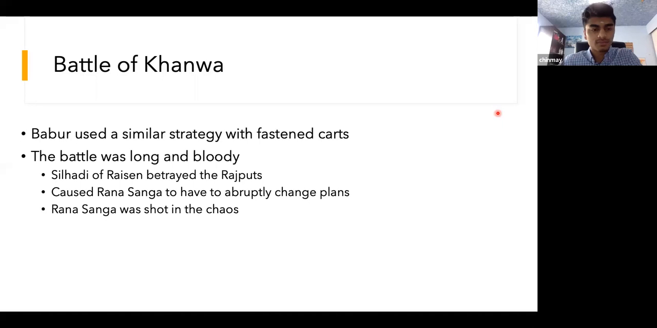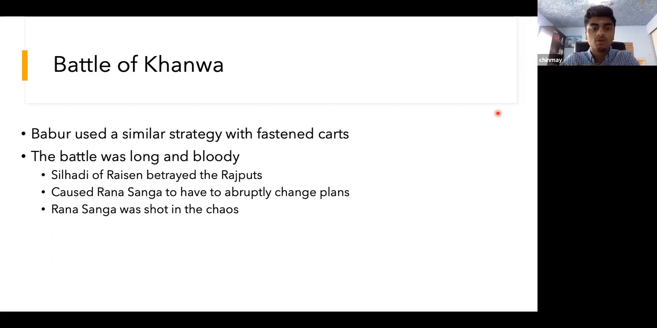For the Battle of Kanwa, Babur used a similar strategy to the one he used against the Lodi Empire, with the fastened carts, with the cannons in between and the men on top of the carts, and he standing behind with his army behind this fortification. It was a long and bloody battle, and what turned the tide was Siladi of Raisan, an important Rajput chief. During the war, he betrayed the Rajputs, and he quickly joined up with the Mughals.